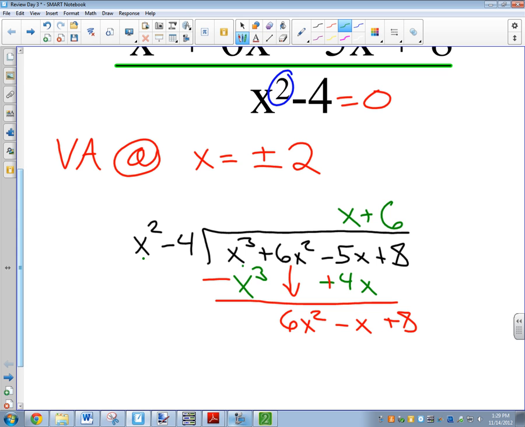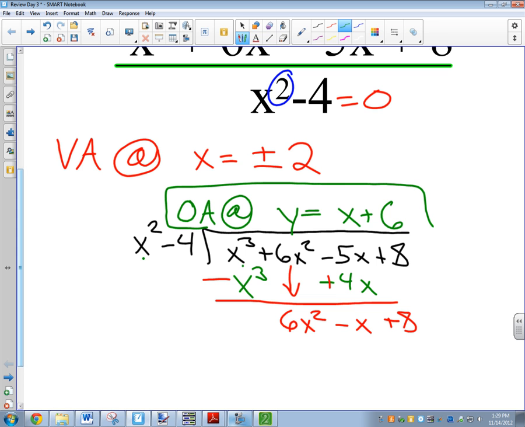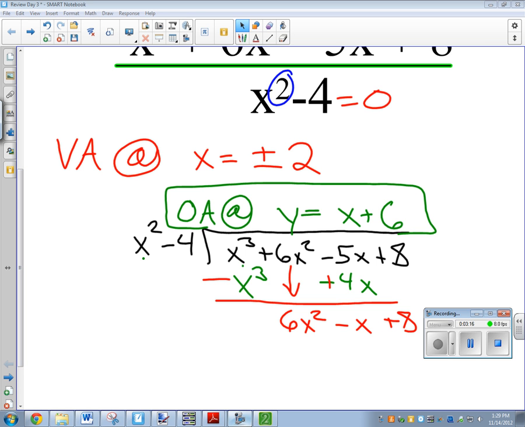What now? Do I need to? I'm done. I've got what I want here. It's y equals x plus 6. That's my oblique asymptote. Because remember what an oblique asymptote is. It's a slanted line. You need to get it in the form y equals mx plus b. Y equals 1x plus 6. That's all I needed. I'm done there.